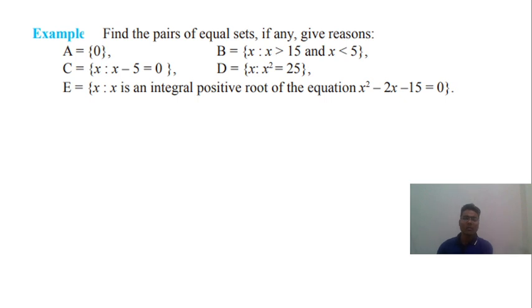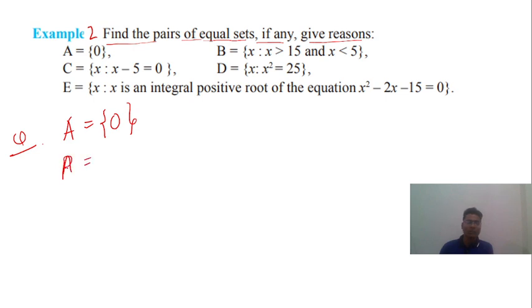We are going to solve our example number 2 for this session. They say find the pair of sets that are equal, if any, and give reasons. So we will find out of these 5 sets which of the two sets are equal. As they already given that 0 is an element in set A, we are going to similarly write the elements for set B. They are saying x such that x is greater than 15 and less than 5.